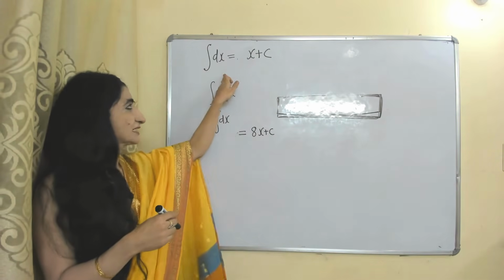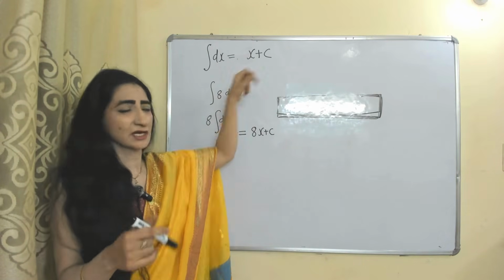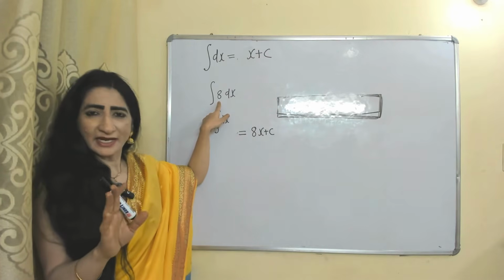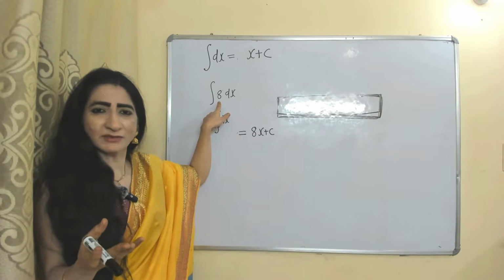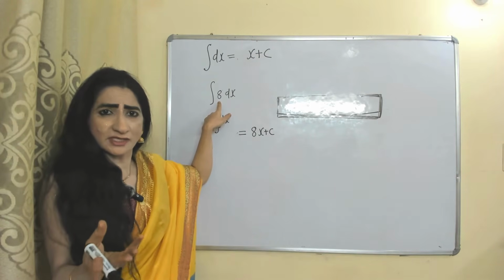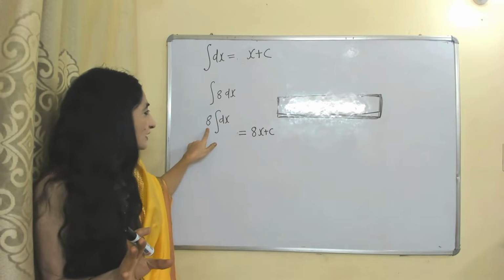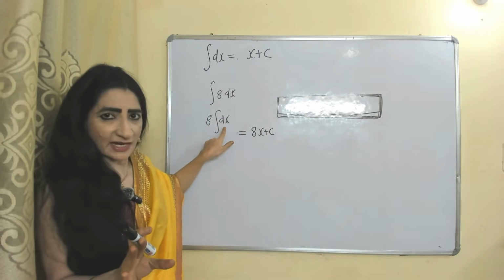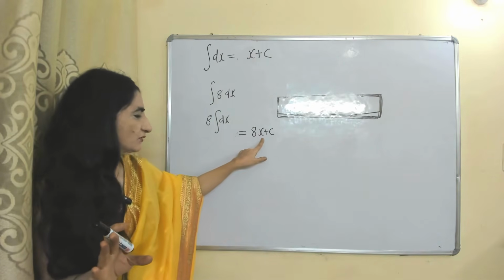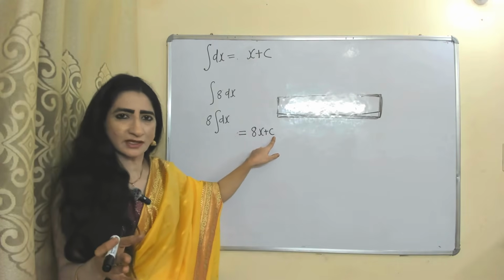Integration of dx becomes equal to x plus constant term c. For example, you have to integrate 8. 8 is a constant. That means there is no variable with 8 like x, y or z. So you keep this 8 out and integrate this dx. Integration of dx is equal to x. So it will become 8x plus this c, which represents the constant term.